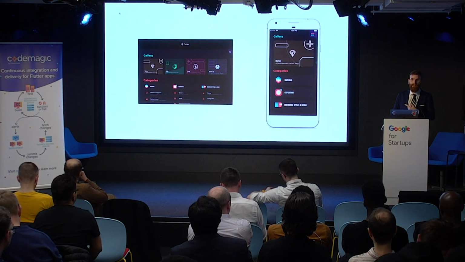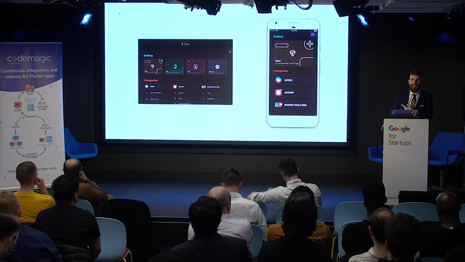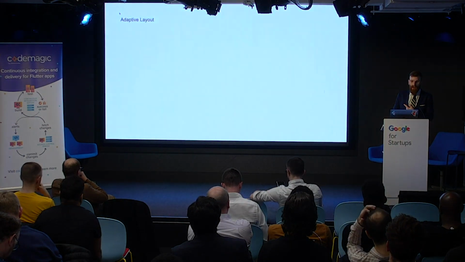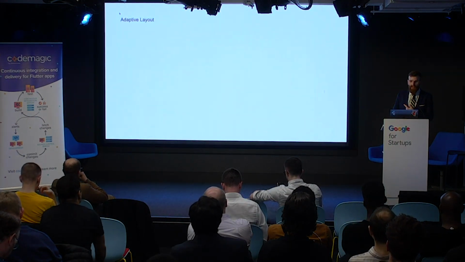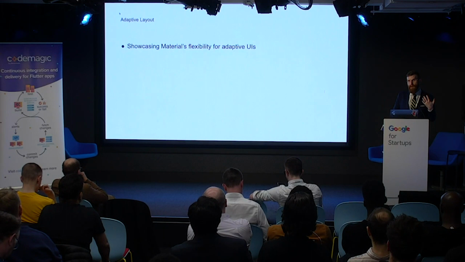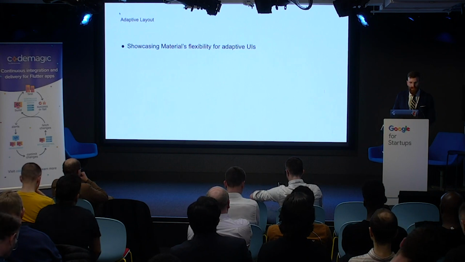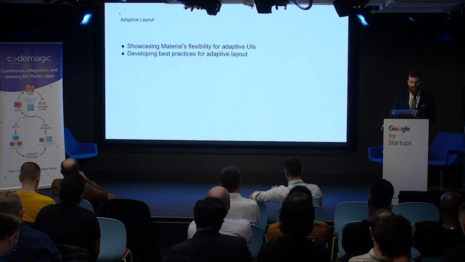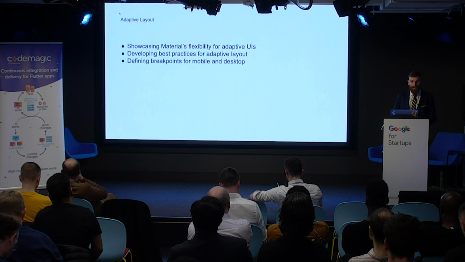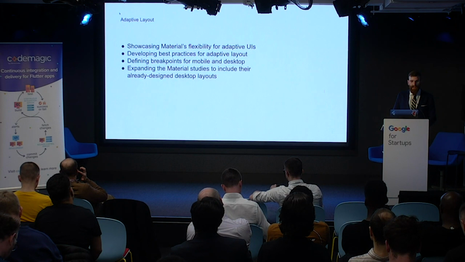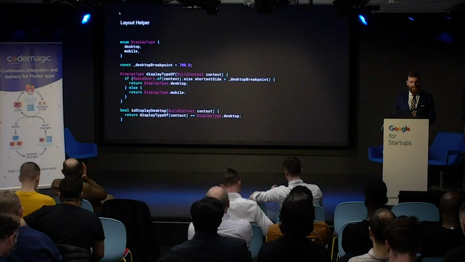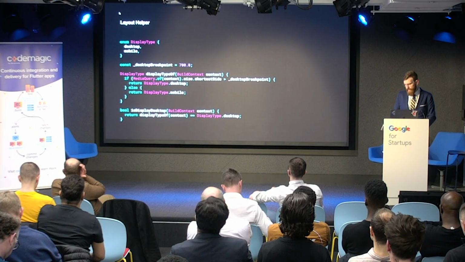Obviously, we're trying to make it so that it can do these two radically different looks, right? And we chose to focus on only mobile and desktop because tablet is a lot like desktop, and we were kind of running short on time. But you might want to add tablet in there too if that's important to your users. So we had to define the breakpoints for mobile and desktop and expand them to include their desktop layouts. And so here's how we did some of that at a code level.